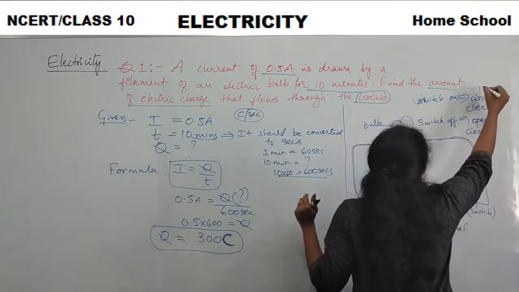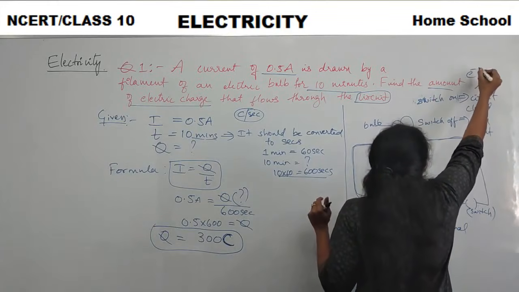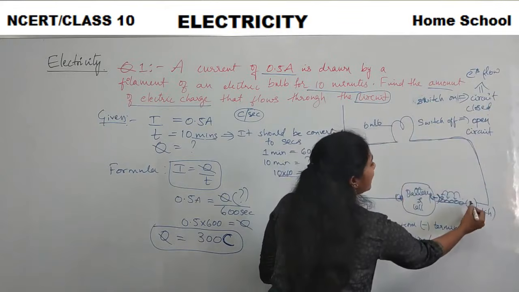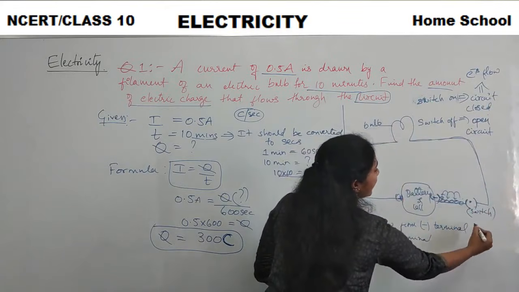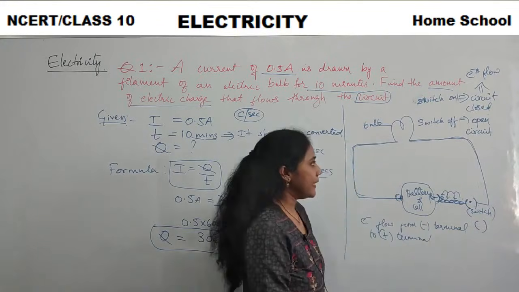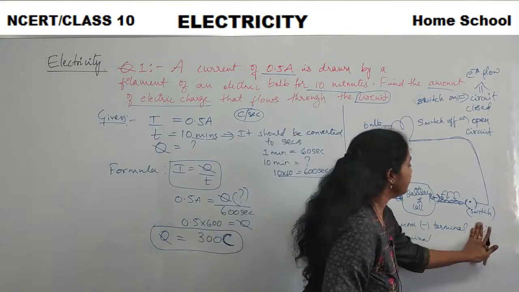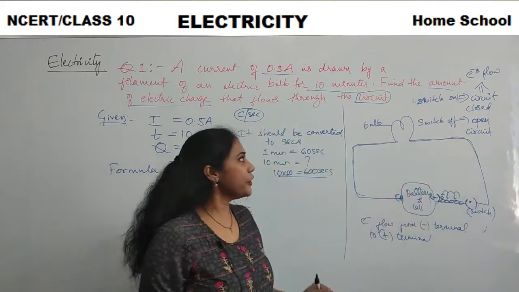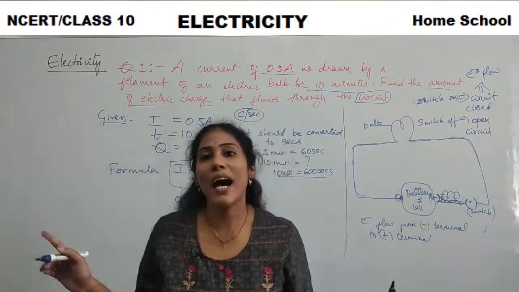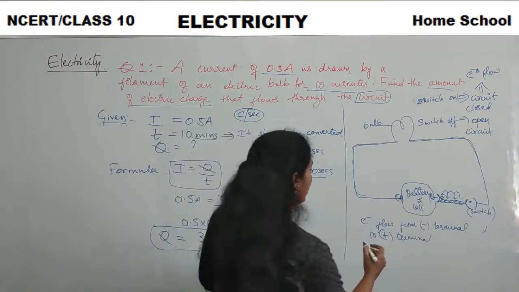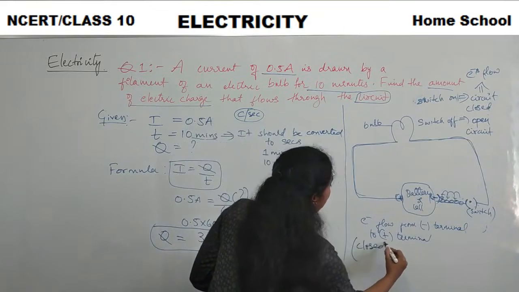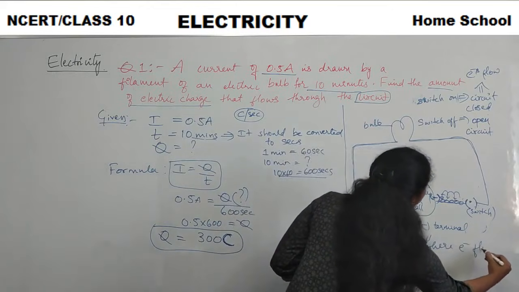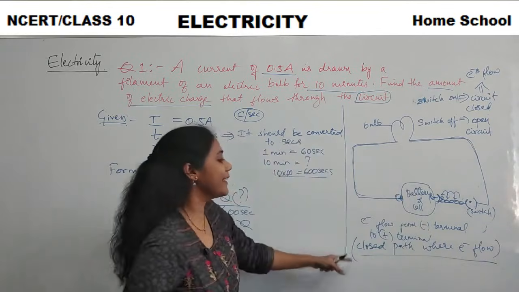So electrons always flow in a closed circuit. The circuit has to be closed. A closed switch is represented like this. An open switch is represented like this. Okay, got it? So this is what we call a circuit. So what is a circuit here? It is a closed path where electrons flow. A closed path where electrons flow is called an electric circuit.